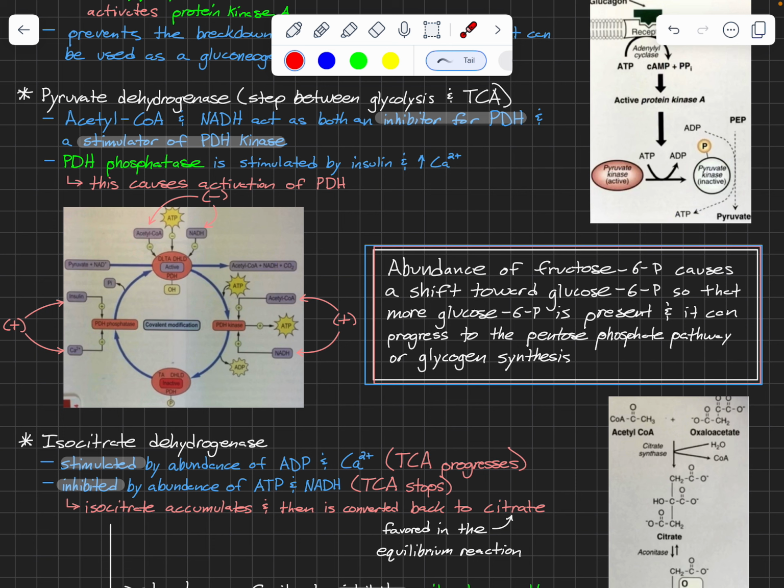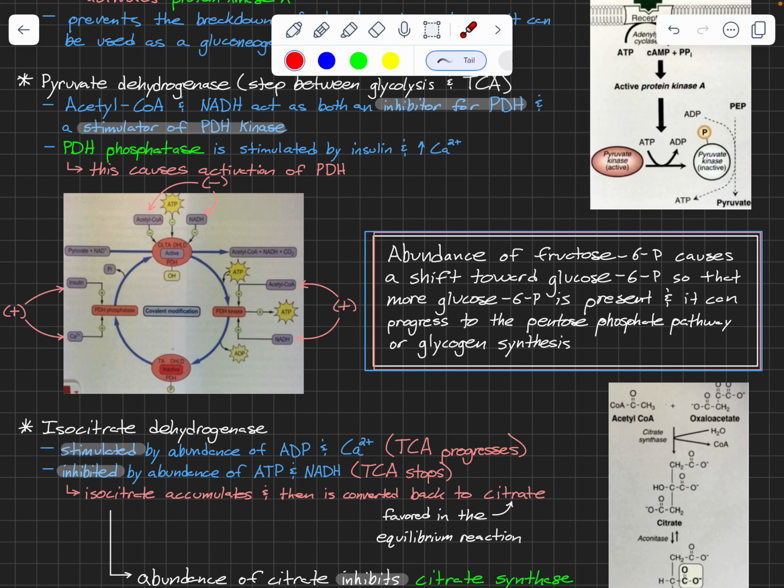So a high abundance of acetyl-CoA and NADH that's not being used for the TCA cycle is going to stimulate PDH kinase, which again is going to be a negative modulator for pyruvate dehydrogenase, and it's going to shut it down, and the pyruvate that's floating around is going to be put through some other processes inside the body. And then let's say our levels balance out again, we start running, we need some energy. PDH phosphatase is going to be one of the enzymes that comes back and activates pyruvate dehydrogenase. And again, this is stimulated by insulin and increased calcium 2+ levels.